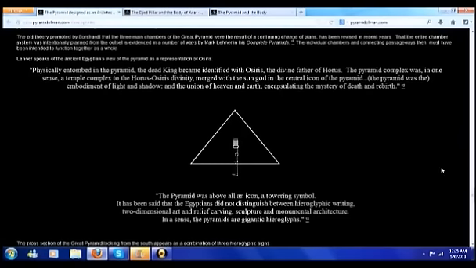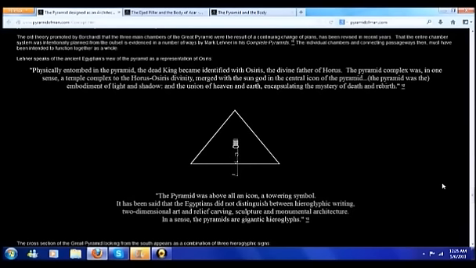And it says, physically entombed in the pyramid, the dead king became identified with Osiris, the divine father of Horus. The pyramid complex was, in one sense, a temple complex to the Horus-Osiris divinity, merged with the sun god in the central icon of the pyramid, the embodiment of light and shadow, and the union of heaven and earth, encapsulating the mystery of death and rebirth.